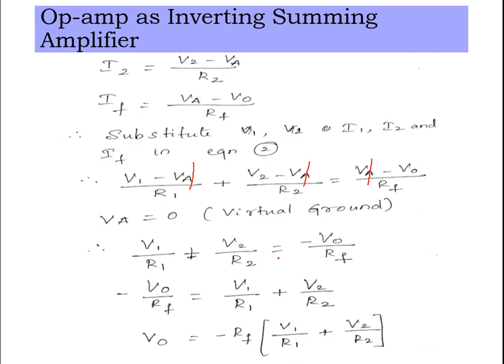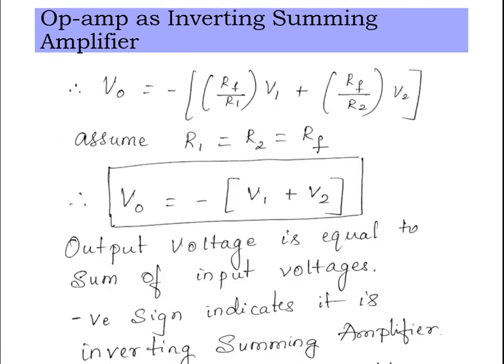Rewriting this equation, we get minus VO divided by RF is equal to V1 by R1 plus V2 by R2. Rewriting this equation, VO is equal to minus RF into V1 by R1 plus V2 by R2. Further simplifying this, let us take VO is equal to minus of RF by R1 into V1 plus RF by R2 into V2. Let us assume that R1 is equal to R2 is equal to RF. Substituting this, all of these become equal to the same.